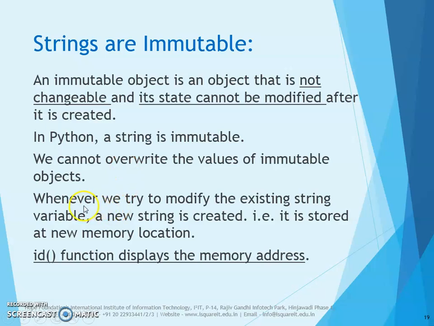Whenever we try to modify an existing string, one more new string is created, and that new string is stored at a new memory location. So how will we get to know about the memory location? For that, the id function is used to display the memory address of that variable. We'll see an example of strings, that is, how these strings are immutable.